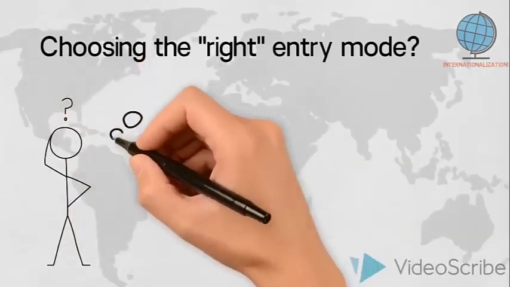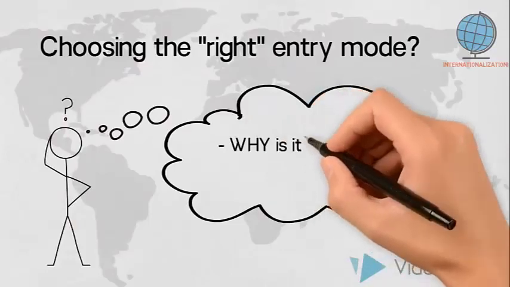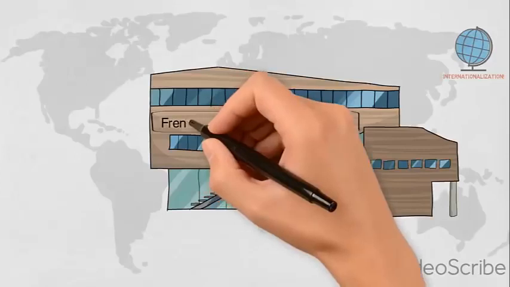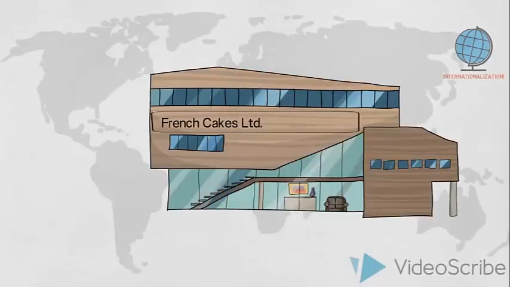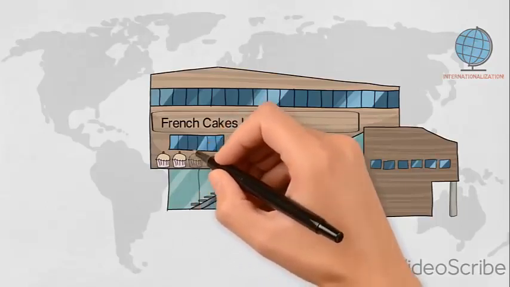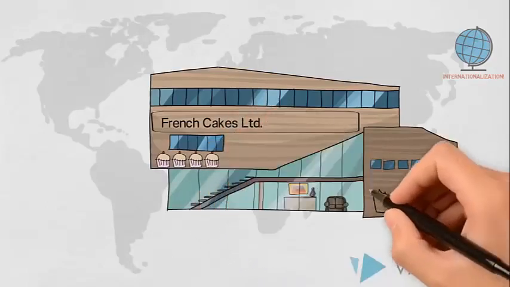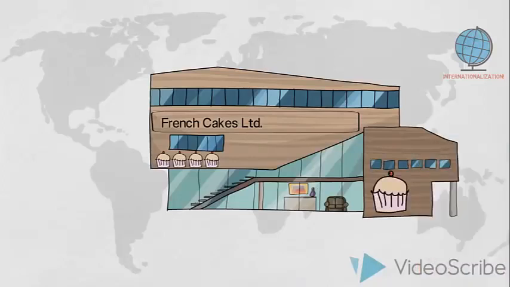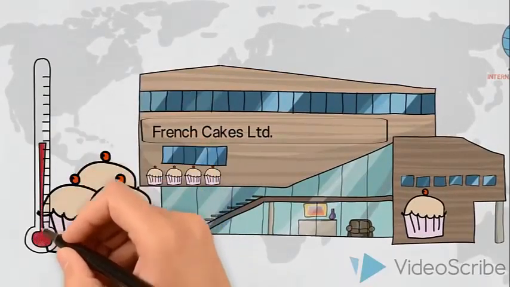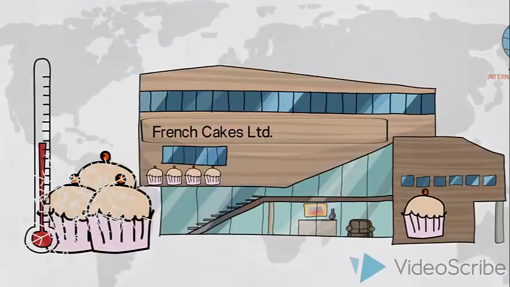So why is choice of entry mode important, and how can we go about making the right choice? Let us use an example. This French business, located just outside of Paris, produces French cakes and desserts. In these modern production facilities, well-educated confectioners develop recipes and create delicious cakes and desserts ready to be sold and distributed to cake-loving customers. The cakes and desserts are frozen immediately after production and are then distributed to a variety of catering companies, restaurants and cafes around France.